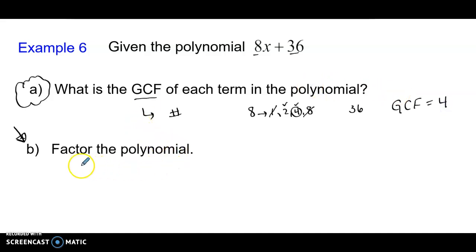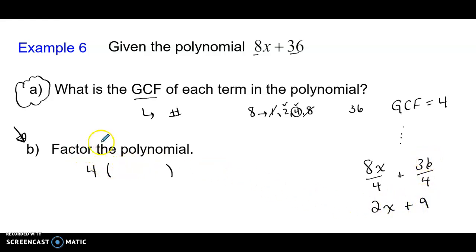Then we move on to part 2. So to factor the polynomial, we're going to write it as a product. And that product is going to be the GCF and another term. So the next thing that I'm kind of thinking in my head, linking these 2 steps, is I need to know what's 8x divided by 4 and what's 36 divided by 4. So 8 divided by 4 is 2, but don't forget your x, plus 36 divided by 4 is 9.